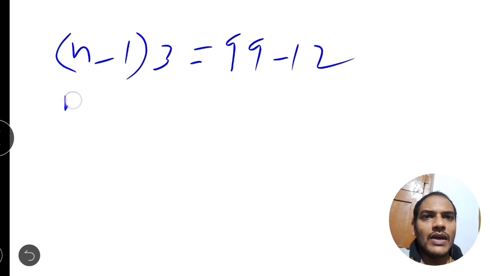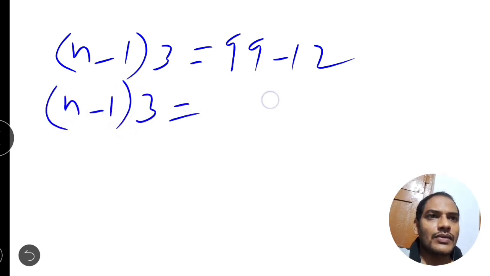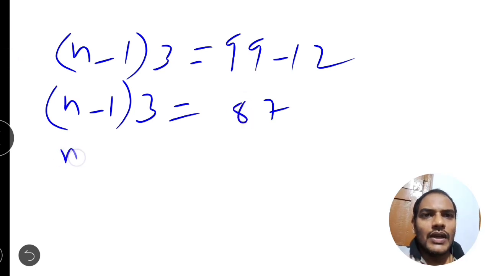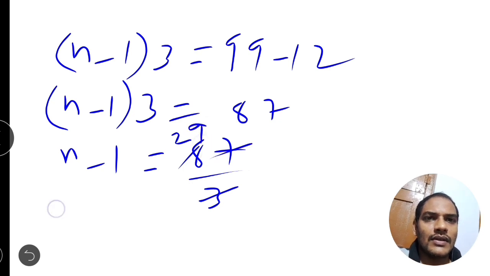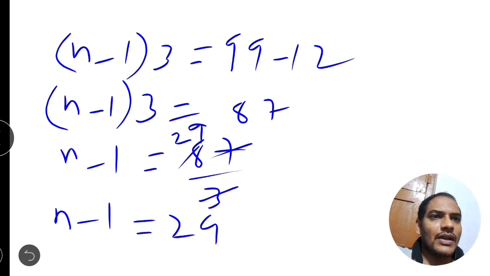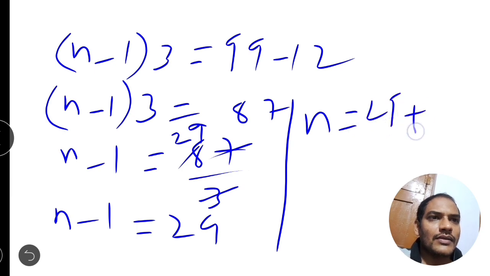So how much is 99 minus 12? 9 minus 2 is 7, 9 minus 1 is 8. So n minus 1 equals 87 divided by 3. 3 ones are 3, 3 twos are 6, 2 remainder, 27, 3 nines are 27. So n minus 1 equals 29. So then n equals 29 plus 1, which equals 30.